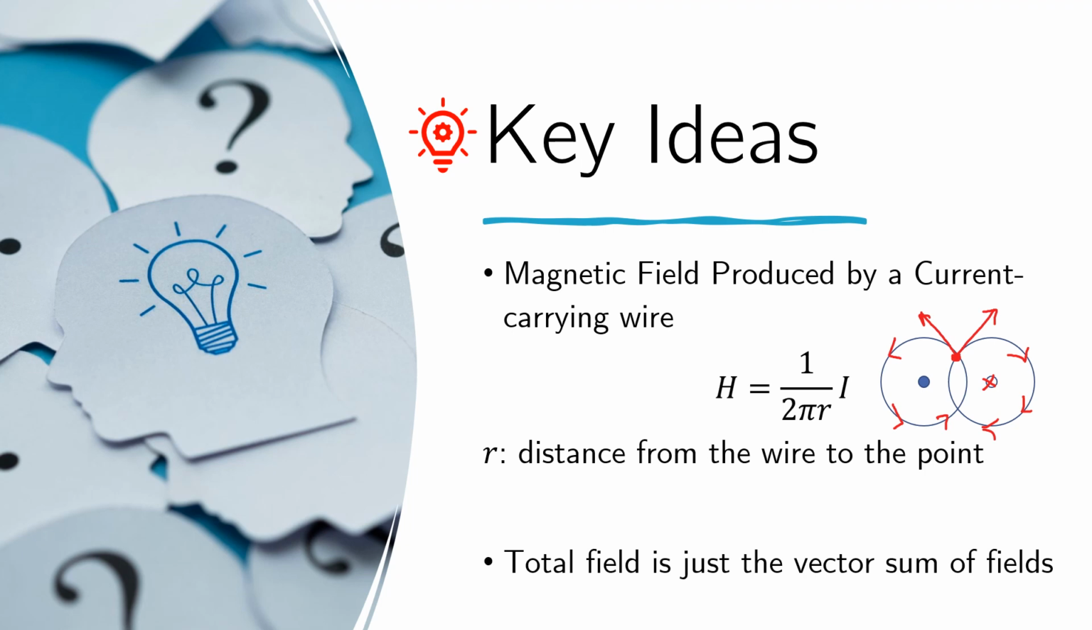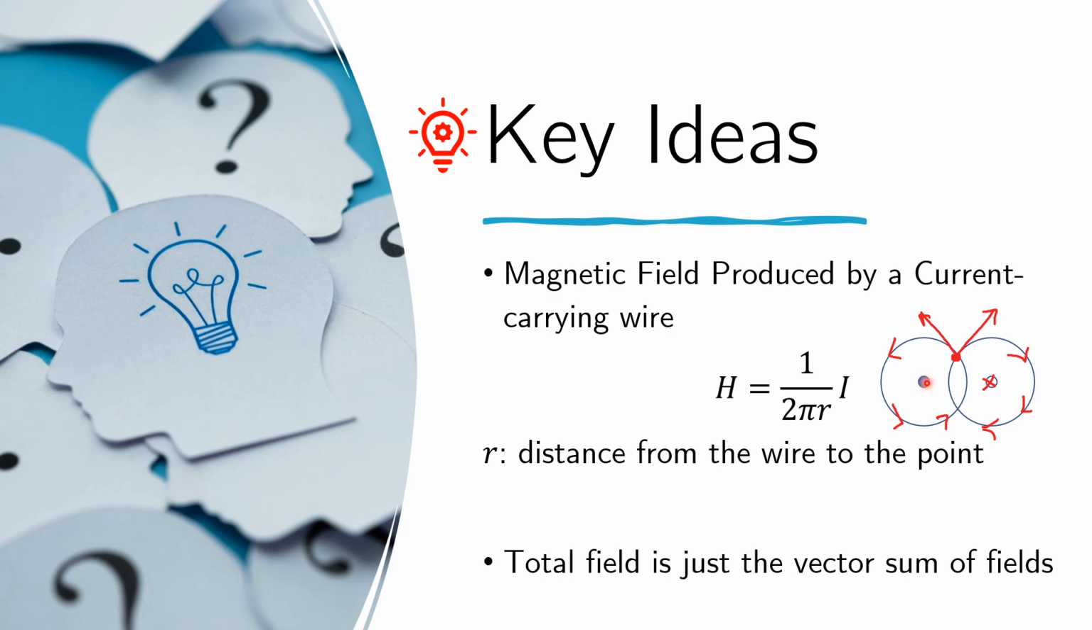For this problem, let's remember that the magnetic field produced by a current carrying wire can be expressed like this. Here we have the wire, so the wires are the dots. This dot here is a wire. Here we have a hollow dot, and I put an X there to mean that the current is actually moving into the page, into the screen. In this case, the current is moving out of the screen towards us.